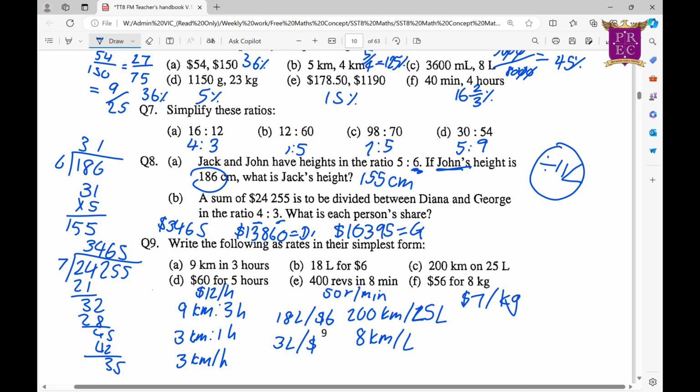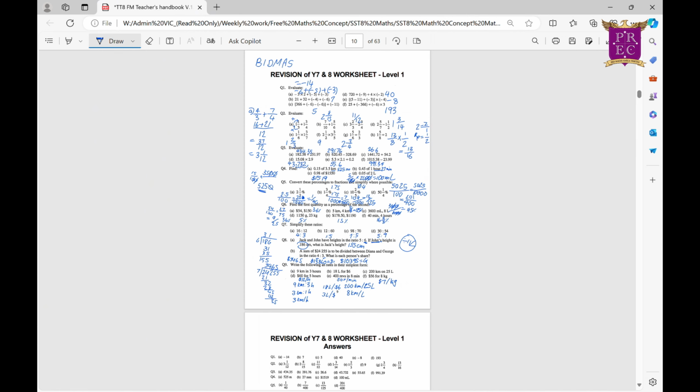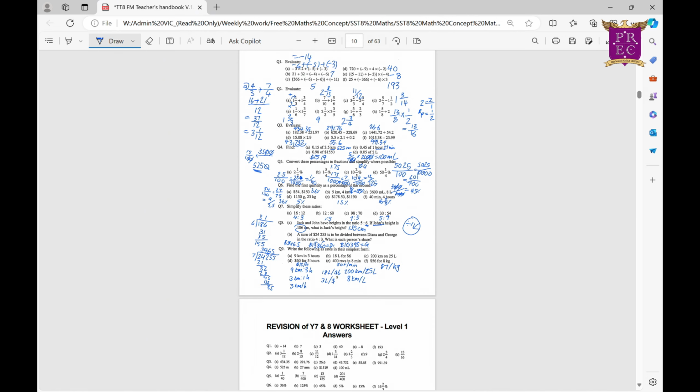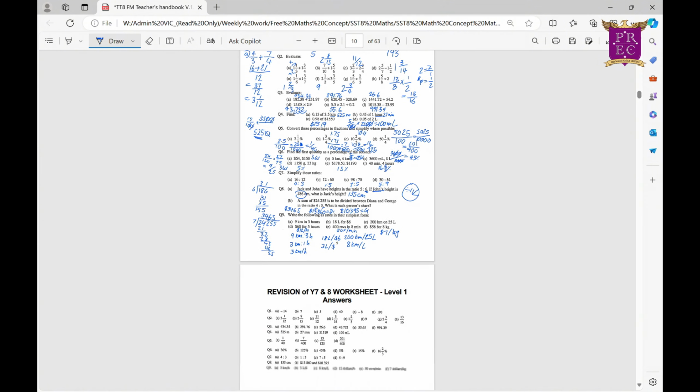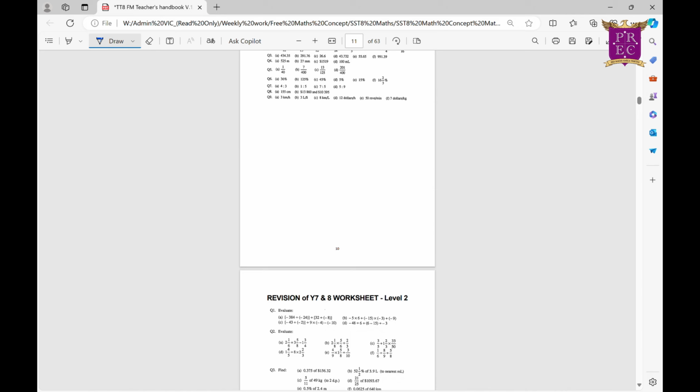And that's it. Okay, this is revision worksheet level 1. The answers are here. You can double check if you've got your answers correct. If you haven't, just go through the video again and see how you can do it. Okay, we'll do the next one in another video. So we will be going through revision worksheet level 2. Alright.